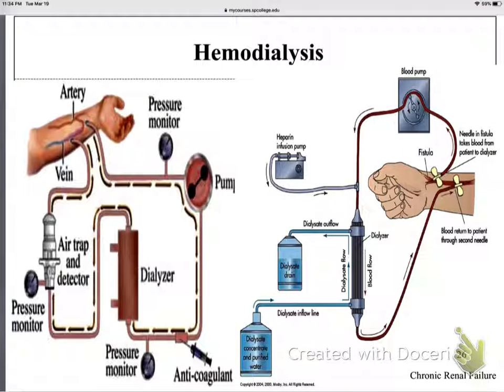And these can be done pretty quickly. We can put in a temporary catheter. So if we need to immediately dialyze somebody, this is likely the only option, either a hemo or CRT, which we're going to talk about.